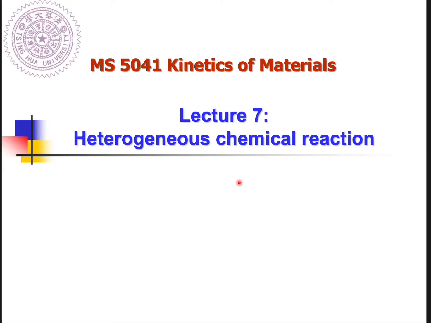Move to lecture 7, heterogeneous chemical reactions. We finished lecture 6, homogeneous chemical reactions, but here, heterogeneous chemical reaction means the reactions involve two or more phases of reactants and products.